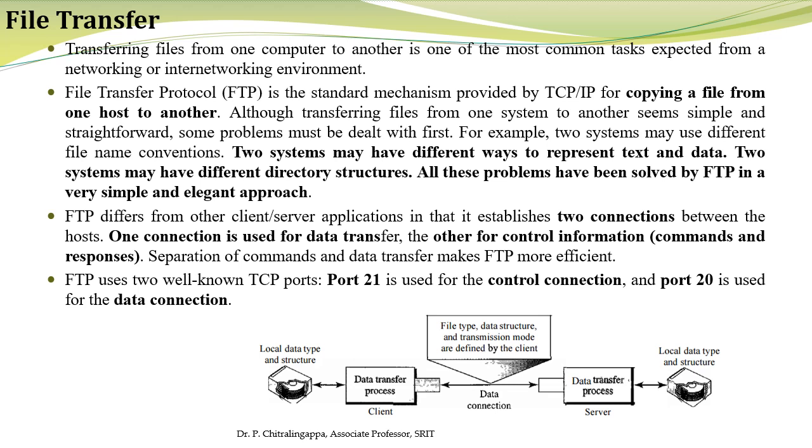FTP differs from other client or server applications in that it establishes two connections between the hosts. One connection is used for data transfer, and the other connection is used for control information, which is commands and responses. For that purpose, we are using two ports. Port number 21 is used for the control connection and port number 20 is used for the data connection. This is the small scenario represented by this diagram.